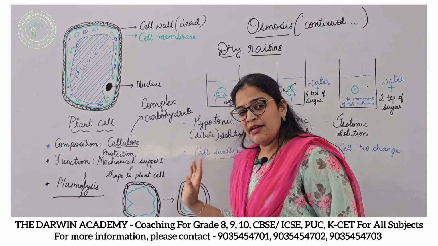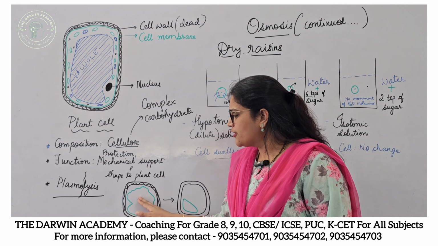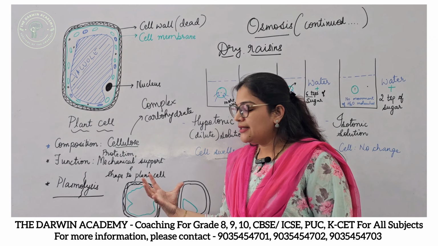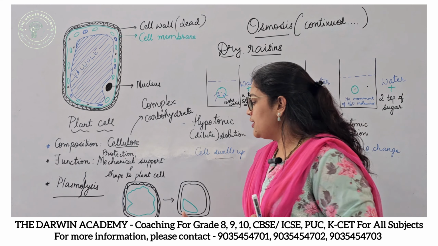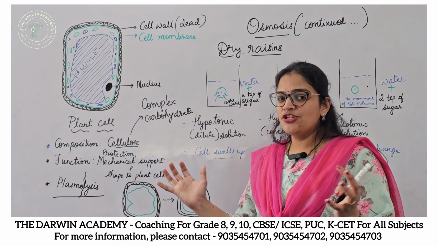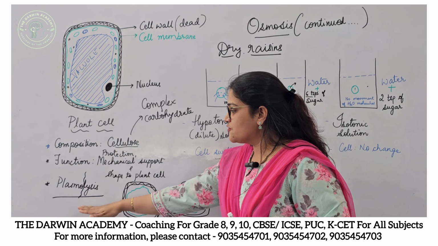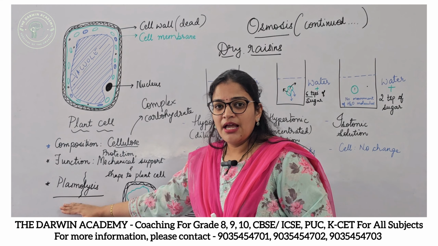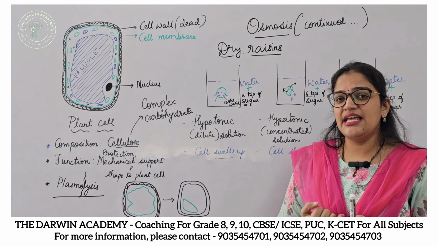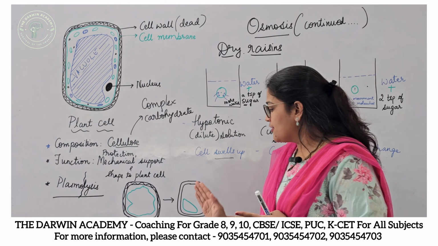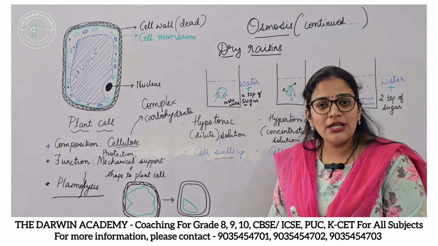The cell wall is remaining intact. There is no change in it. But since a lot of water from the cell is lost, the plasma membrane has torn away, peeled away from the wall, and it is gradually moving to one side. So this process wherein the plasma membrane has moved away, torn itself away from the cell wall and starts moving to one periphery, this process is called plasmolysis.